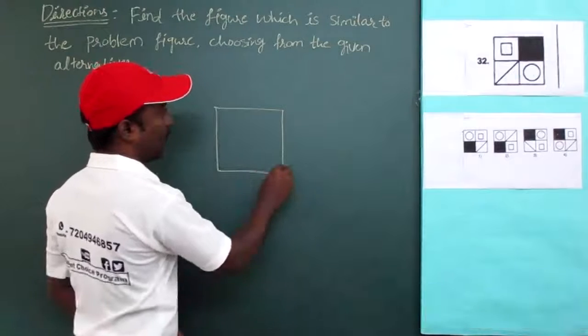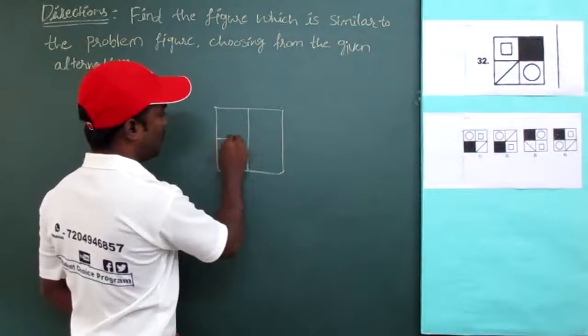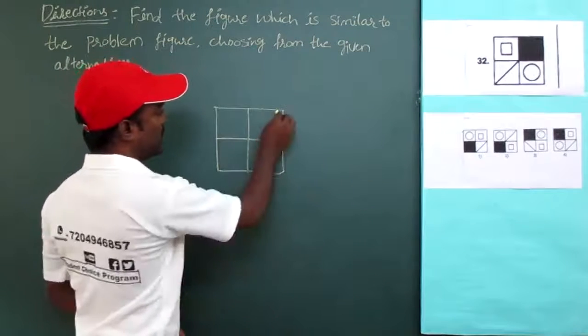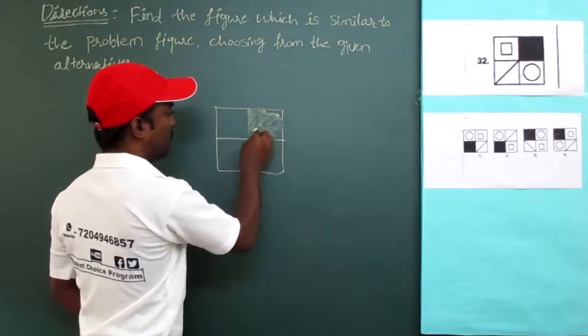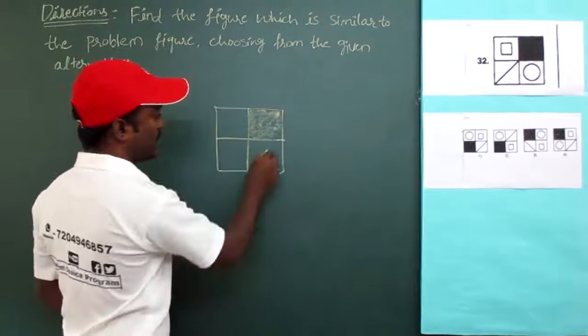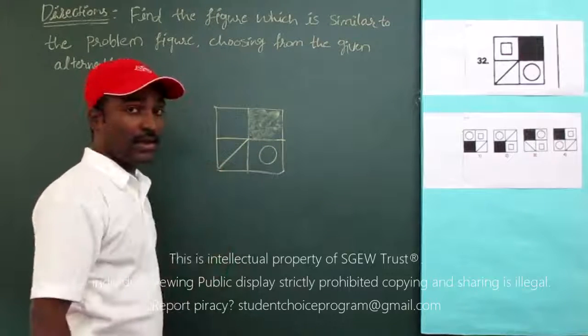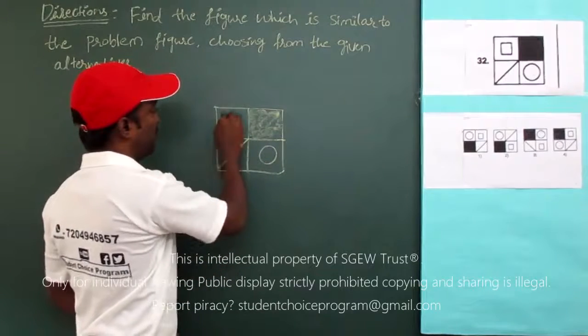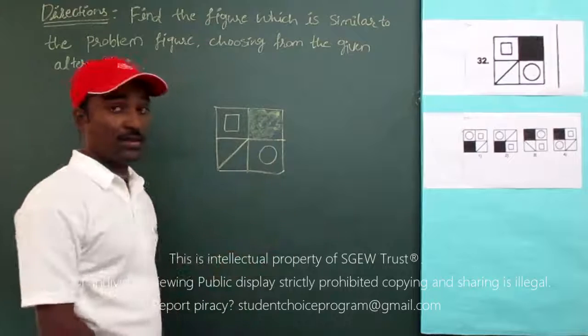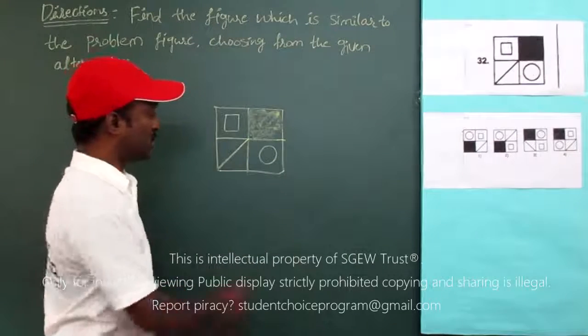This is a square box and this is the portion filled with color. Okay, and here I am having a circle and this inclined line, and then I am having one small square inside the box. Okay, this is the given figure.